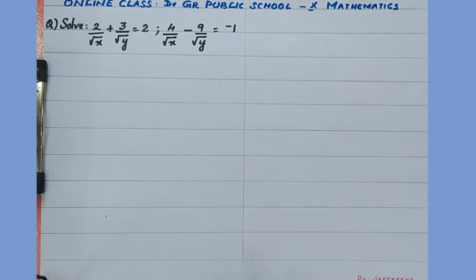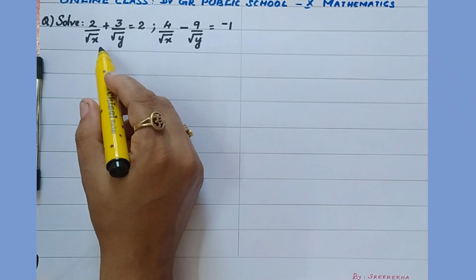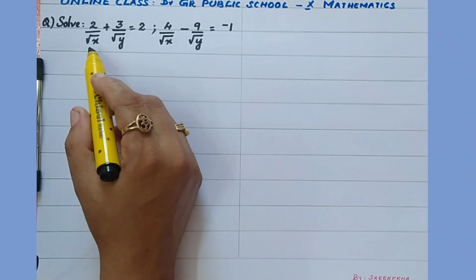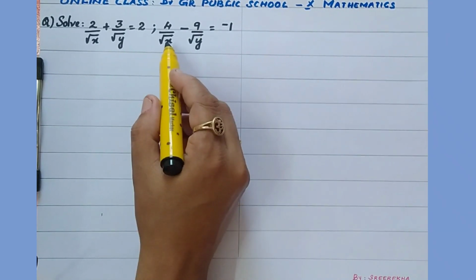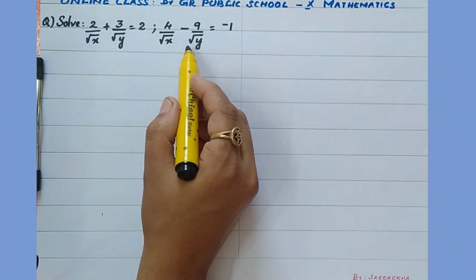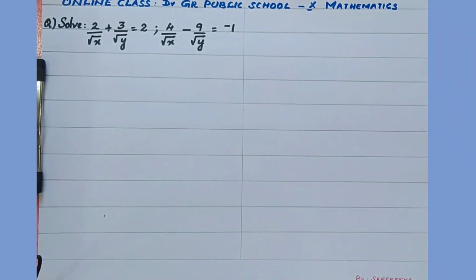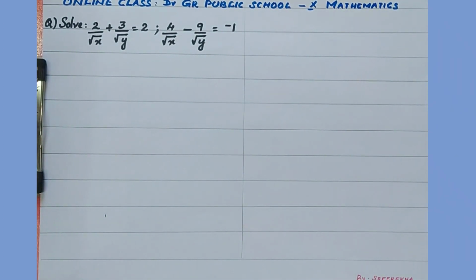Come to the second question. This question seems to be very important because root x, here also the variables are in the denominator. Here root x, root y, root x, root y. As the variables are in the denominator, they are not linear equations but can be reduced to linear. Okay. Here what substitution can you make?